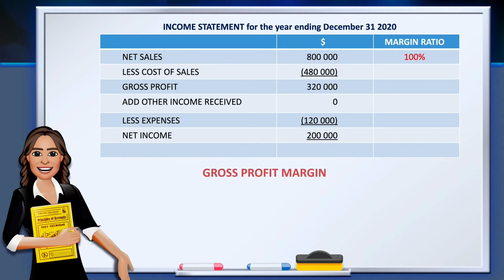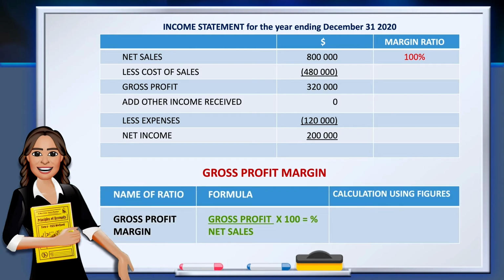So your gross profit margin, what is the formula? Gross profit over net sales multiplied by 100. So you have the figures there. Your net sales, 800,000. Your gross profit, 320,000. So you plug it into your formula, 320 over 800 by 100, and that gives you 40%. And that is how we got our answer of 40% by using the formula.